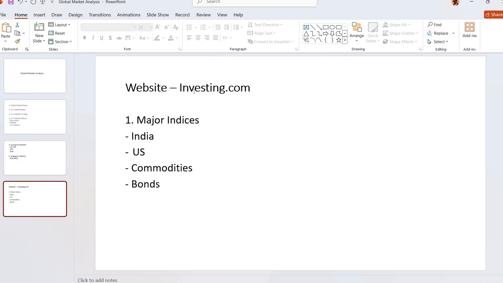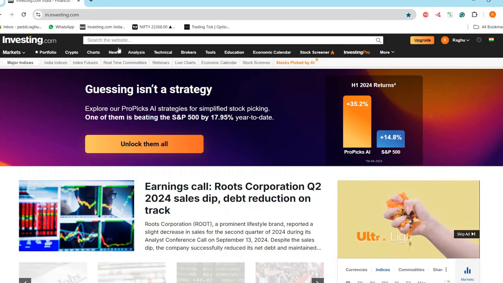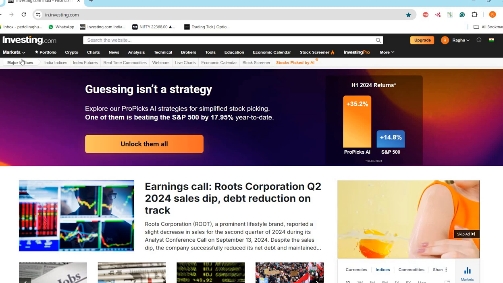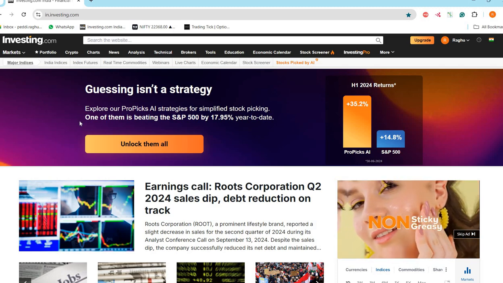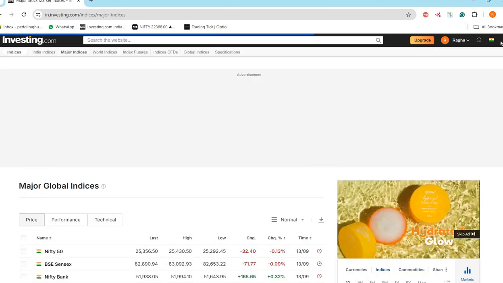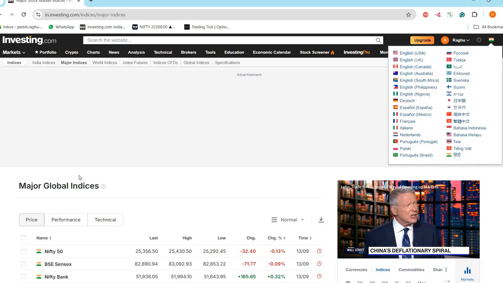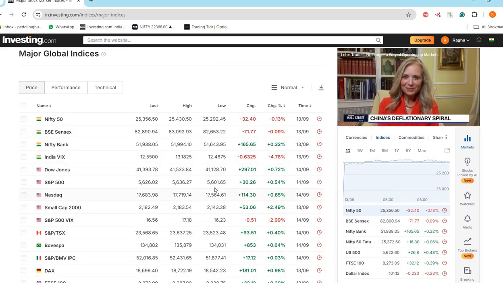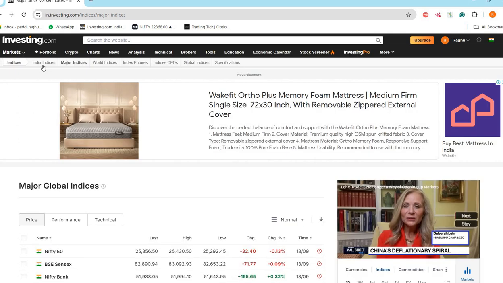Okay, let's go to the website investing.com, and here we can discuss. So this is investing.com. This is the home page. Here you can see the major indices. If you select the country as India, then you will be able to see India first and other countries next. And index futures trade 24/7 in the US market.